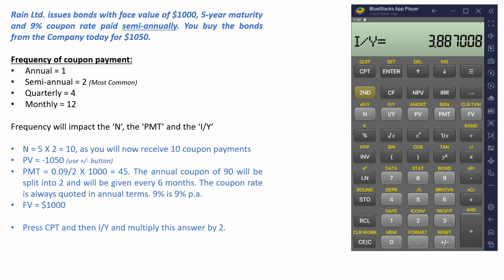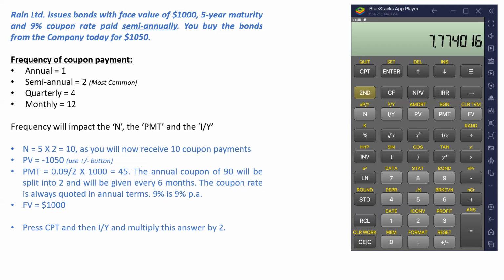Now remember, we have written that the frequency is going to impact the N, the PMT and the I/Y. So we have to adjust the frequency over here. The return or the YTM you're seeing on the screen, 3.887, this is the return which is quoted on a 6-monthly basis. Because we have adjusted the N and we have adjusted the PMT, the answer of I/Y is also on a 6-monthly basis. But the rate in finance is always quoted on a per annum basis. So what we have to do is, because it's a 6-monthly return, your final answer, you just have to multiply this with 2. So multiply by 2 and you are getting the answer as 7.774016.